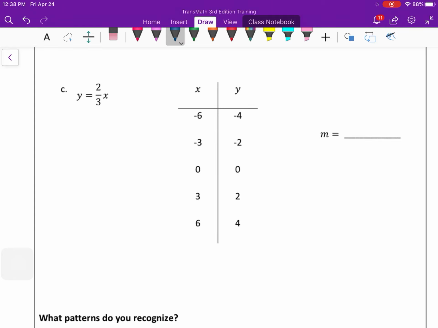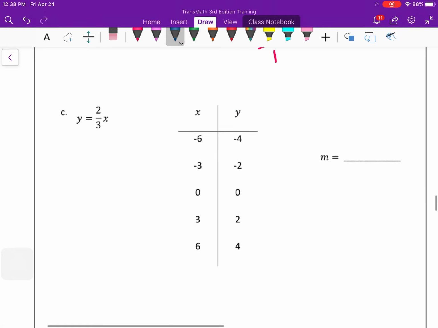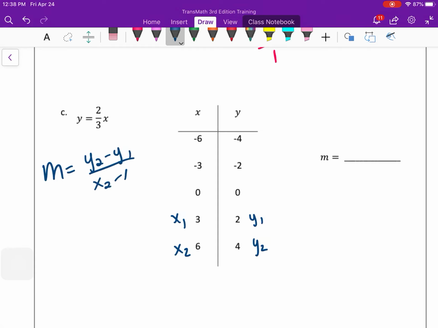All right, let's practice one more time with the formula. So you can pick any points. You could do these two down here. We can let this one be y1 and this one be y2. Then x1 and x2. That way you avoid using the negative numbers, and that might be easier. So then my slope is y2 minus y1 over x2 minus x1. So that's 4 minus 2 over 6 minus 3. So 4 minus 2 is 2, 6 minus 3 is 3. I have a slope of 2/3 for that one.